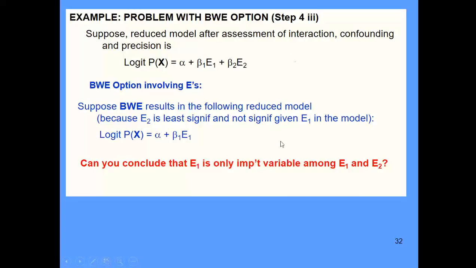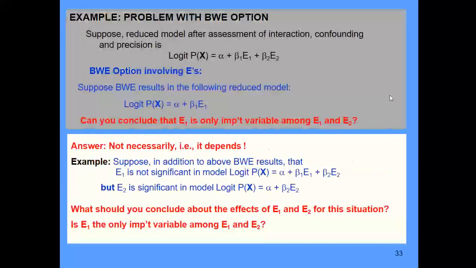Now, can we conclude from this backward elimination that E1 is really the only important variable among these two variables? Well, from backward elimination, that's the one we're left with. So you're tempted to say that, and a statistician might say, well, we're done, that's it. I don't need both of them, all I need is E1. E2 is not significant and it's the least significant one, so I can drop it. Well, debatable, here's why.